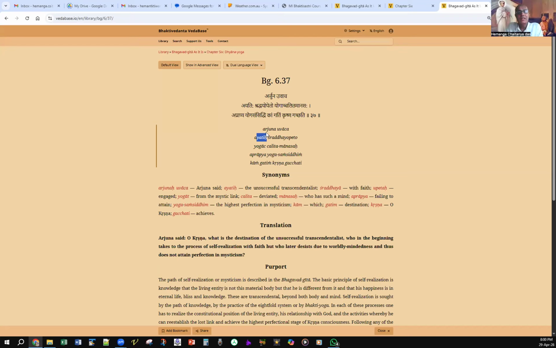So here Prabhupada writes, an unsuccessful transcendentalist. So ayati shraddhaya upeto. Shraddha refers to faith. Upeta refers to engagement. So a person who is engaged with shraddha. All of us, for example, we have some shraddha for Krishna. May not be the highest shraddha, but some shraddha. So we start the process with shraddha. So we are engaged with some shraddha, but ayatihi, we do not achieve the final destination of success.